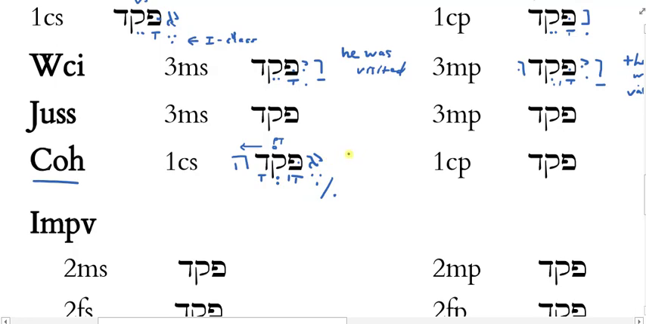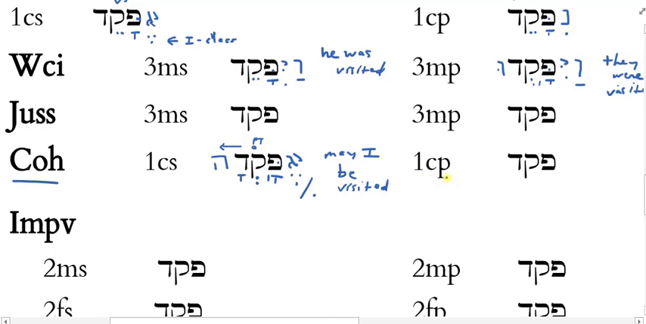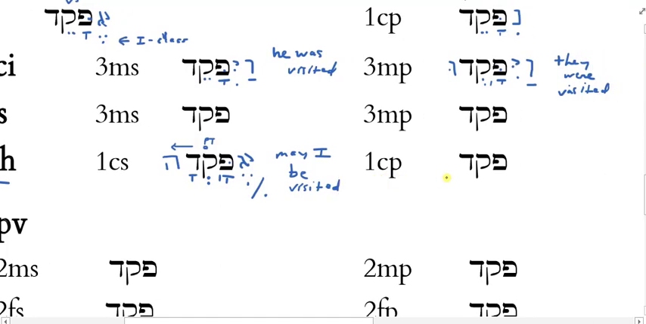How will I translate this? As a cohortative, may I, but it's not active. It's not may I visit. It's passive. May I be visited or appointed. Okay? Epikada.